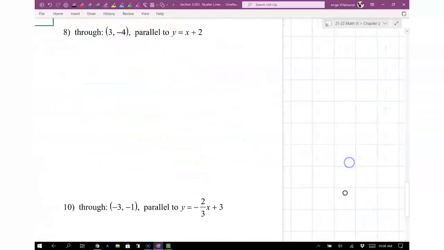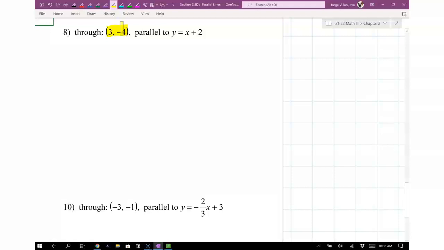All right. So question number 8. They want me to write an equation of a line in slope-intercept form that goes through that point, 3, negative 4, and is parallel to y equals x plus 2. What's my slope? Isn't it supposed to be the number in front of the x? What number is in front of the x?